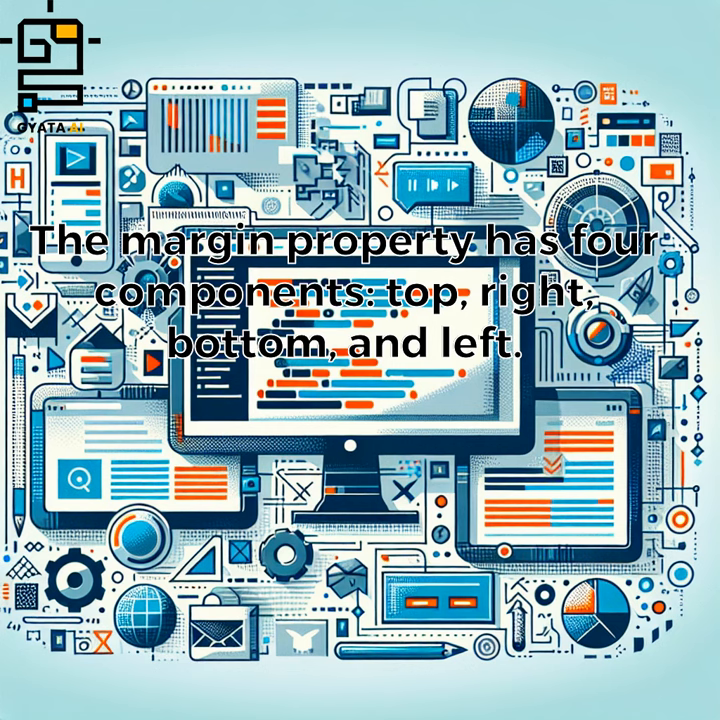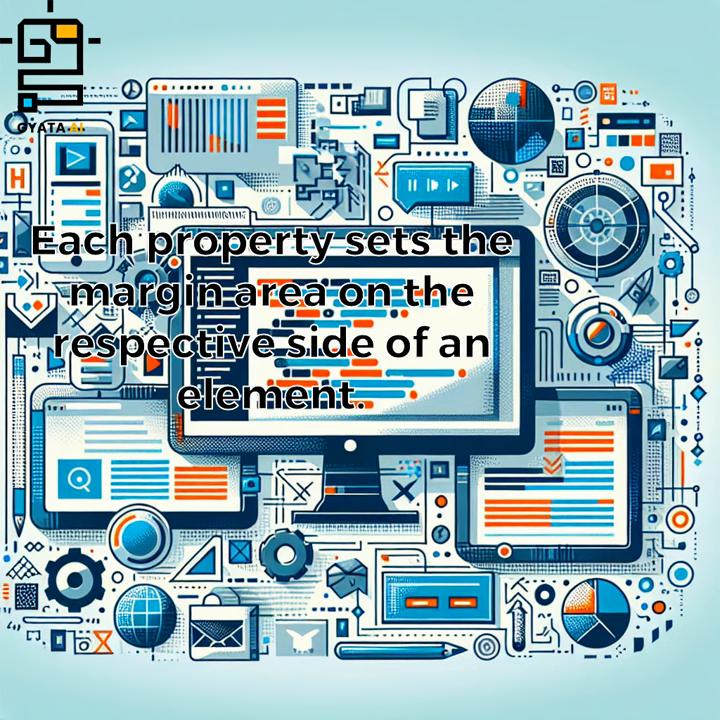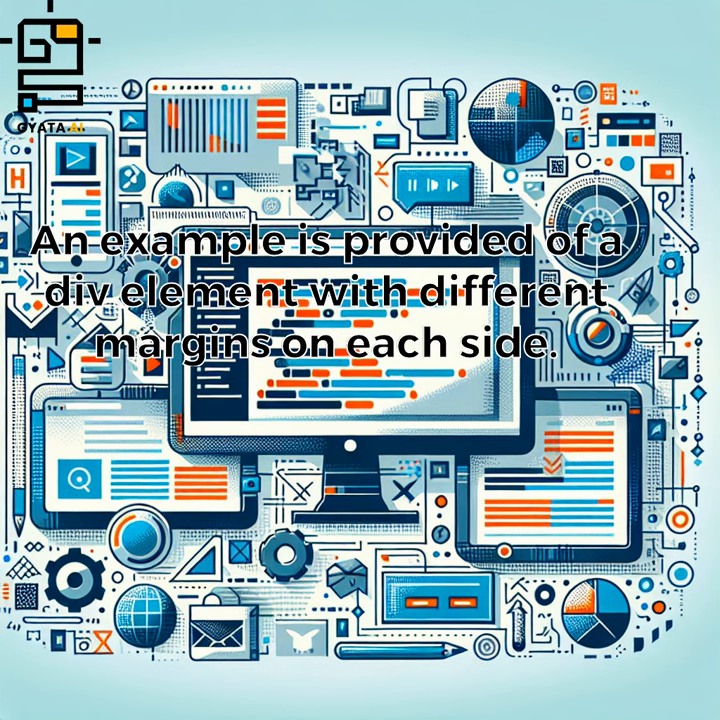Types of margins in HTML5. The margin property has four components: top, right, bottom, and left. Each property sets the margin area on the respective side of an element. An example is provided of a div element with different margins on each side.